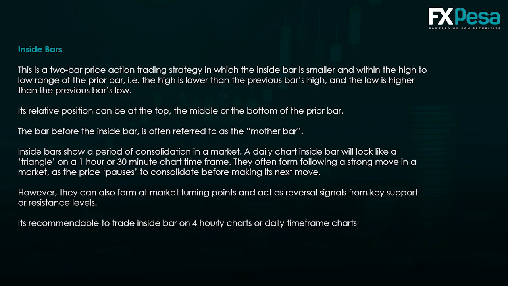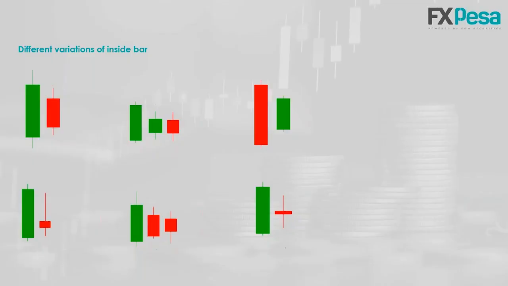key support and resistance. So it's always good that you check the inside bars on 4-hour charts or even hourly time frames. That one would give you a better signal to get a very good entry. And this is just how they would look like. You might have one or two or several, right?